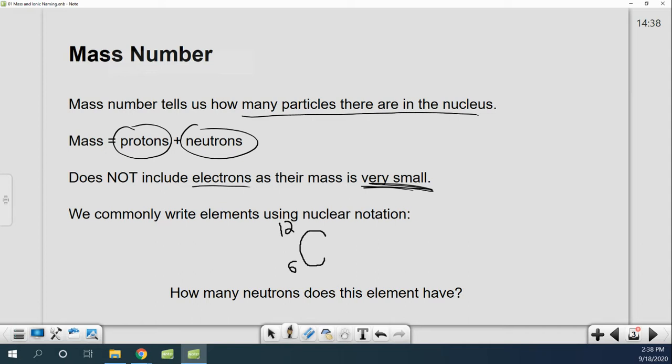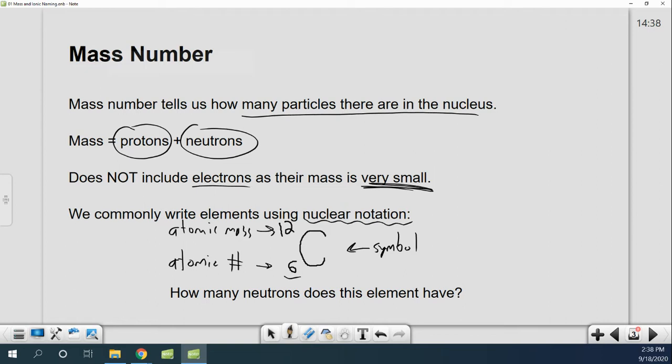A common way to write elements is using what's called nuclear notation. Now, this might be new. I'm not sure if you guys did this last year. You write the symbol for the element. On the bottom, you put atomic number. And on the top, you put atomic mass. And if you're ever forgetting which number is which, atomic number is always the smaller number, and it's always the lower number. It's always on bottom.